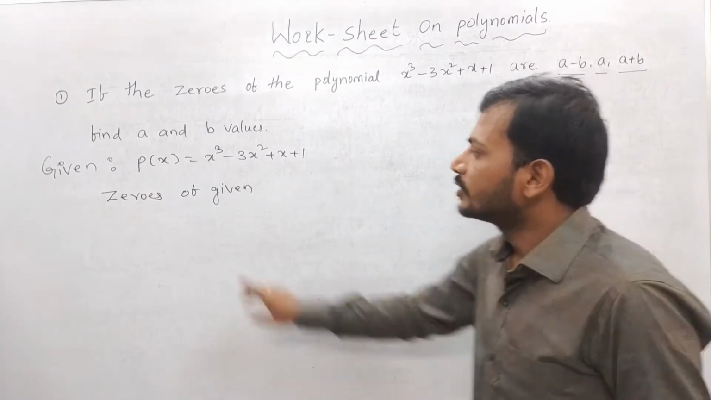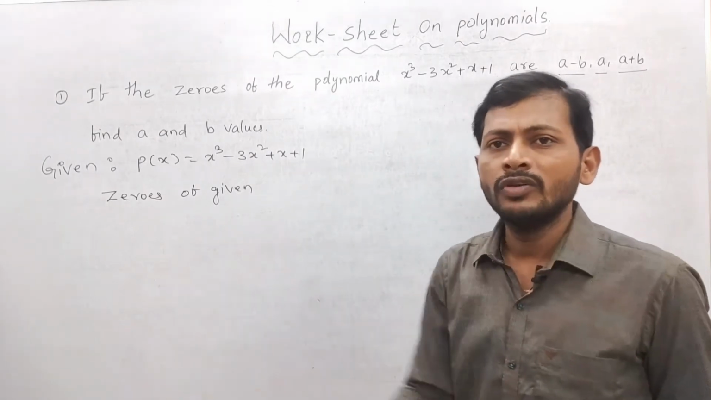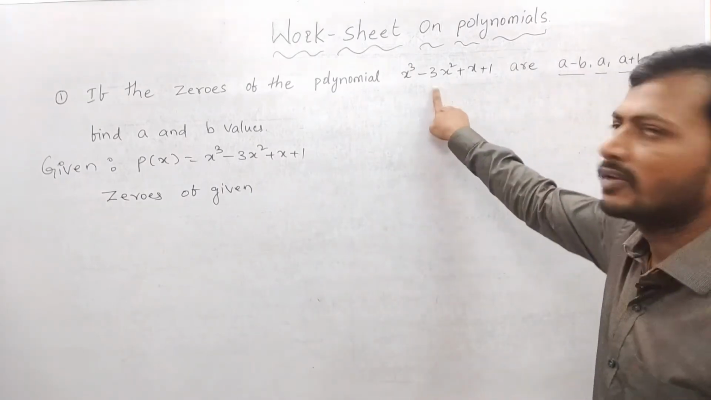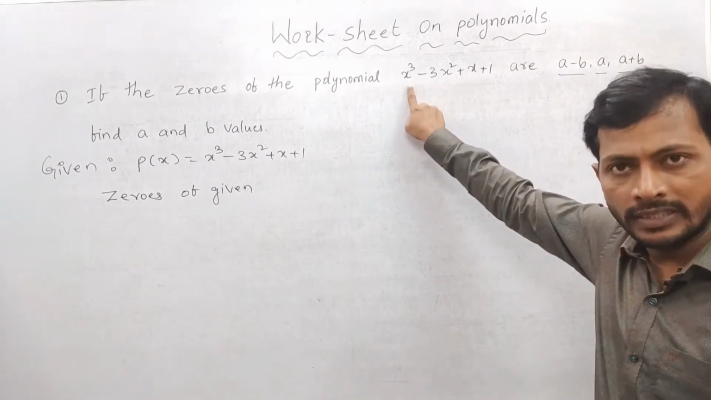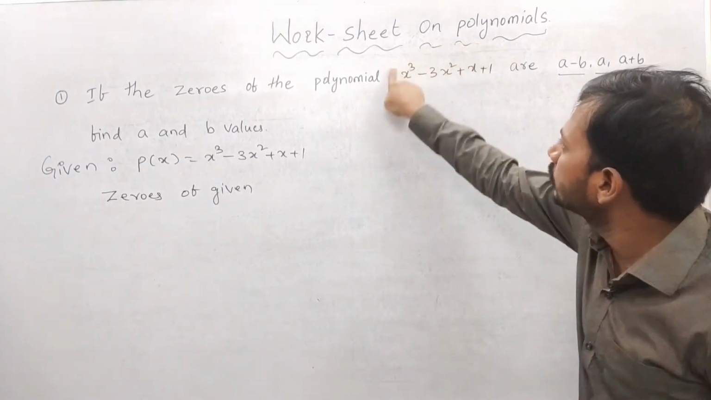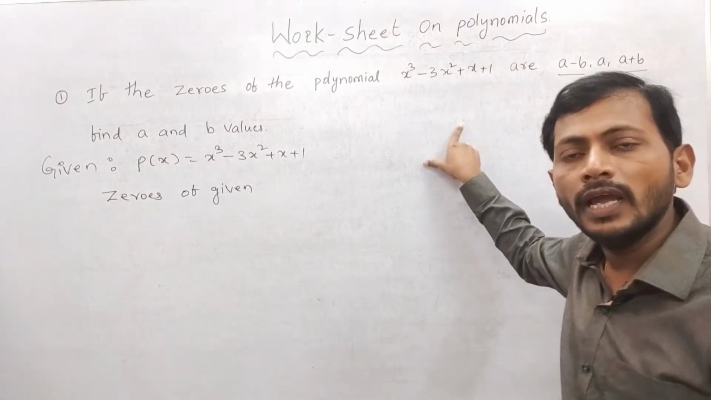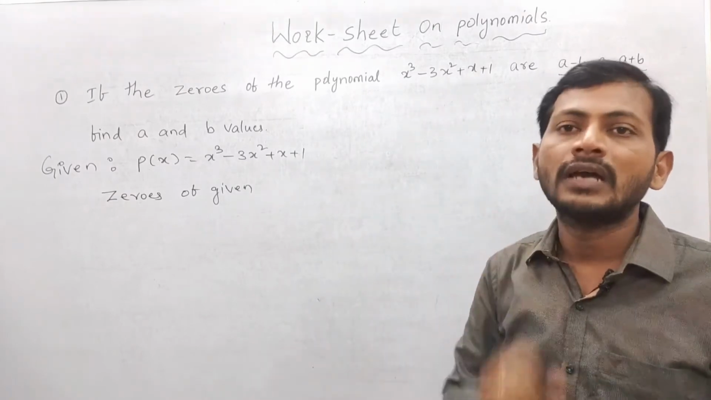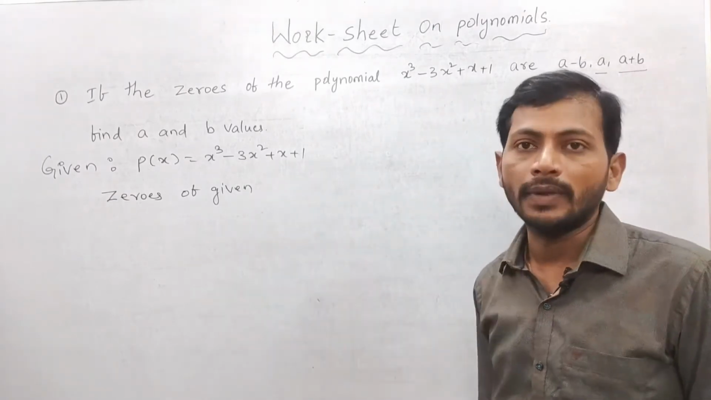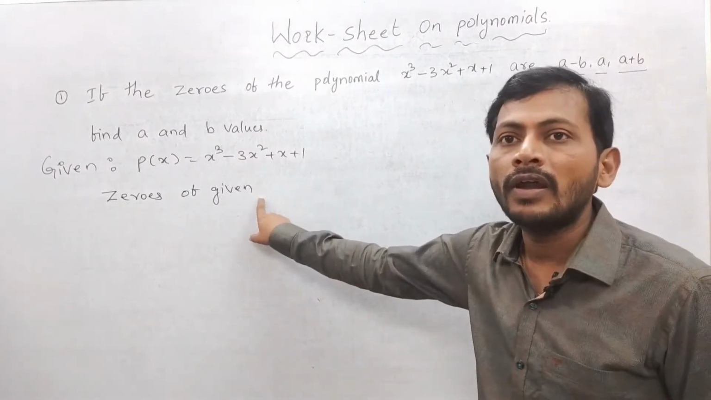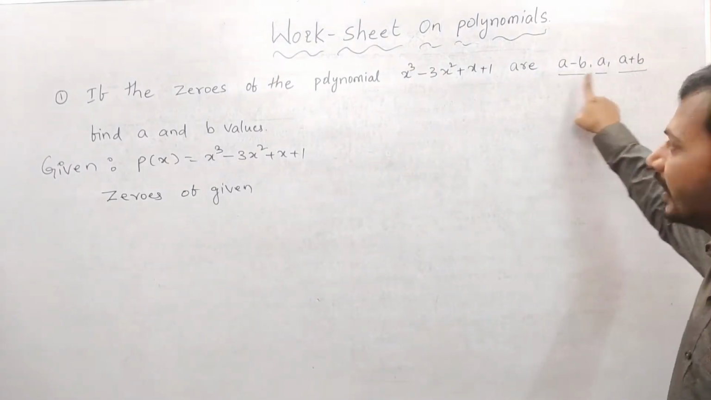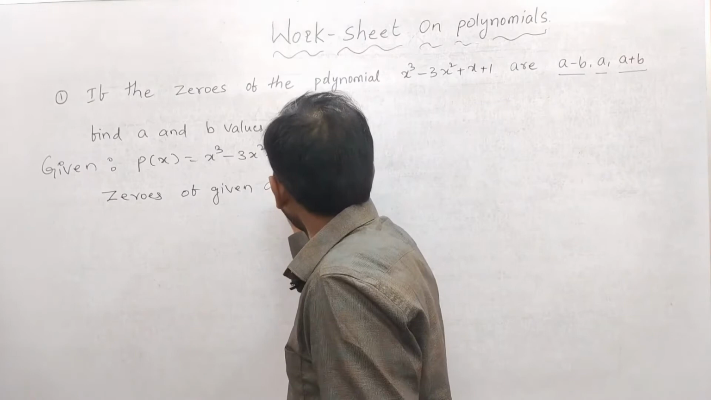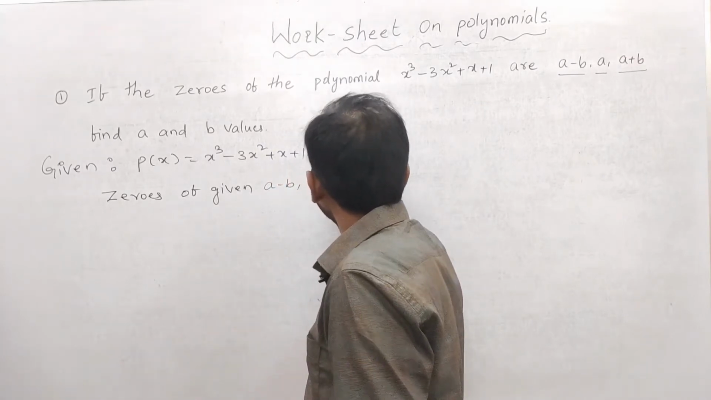See here, zeros of the polynomial means whatever value you take, 2, 3, 4, 5, some value you have taken and put in this equation. When you put the value in this equation, if the total equation value becomes 0, then the value you substituted is called a zero of the polynomial. Here, what are the zeros given? Sir, a minus b, a and a plus b. Then I am writing a minus b, a and a plus b.